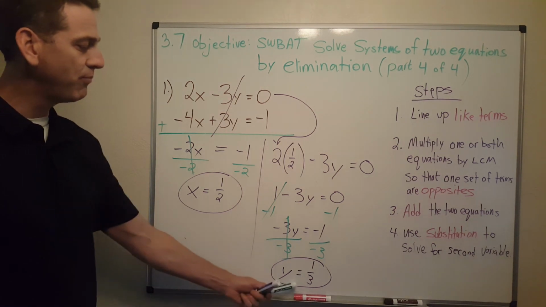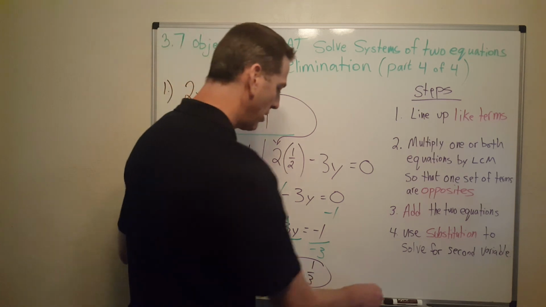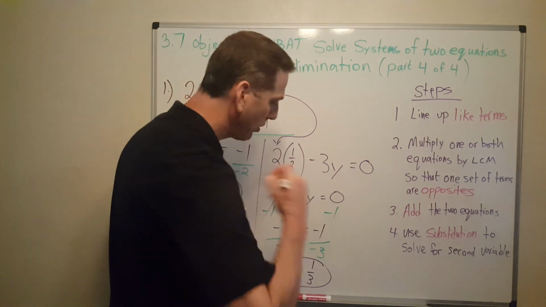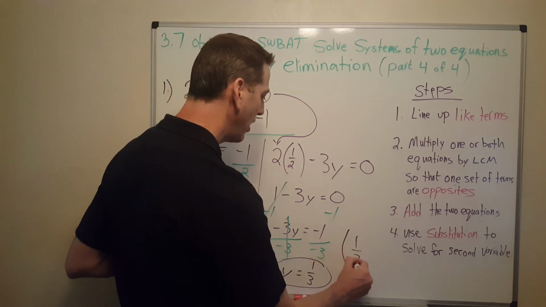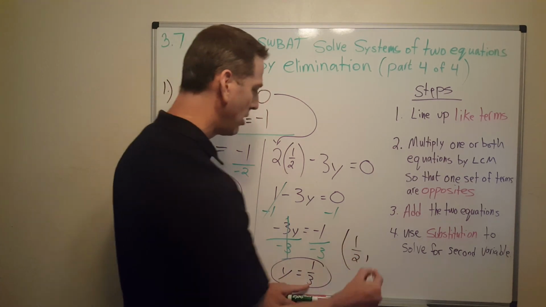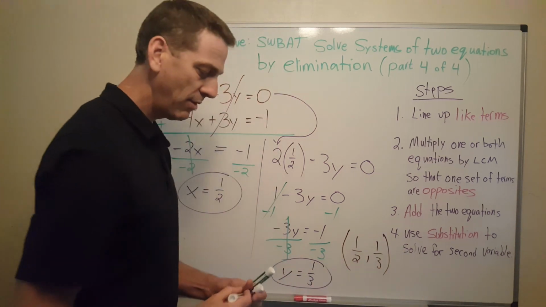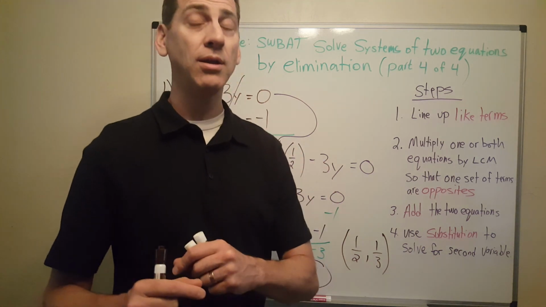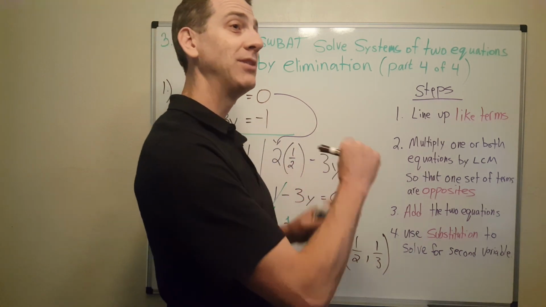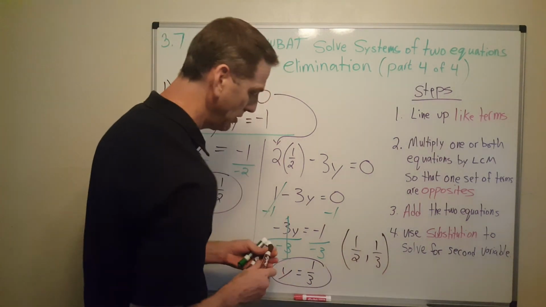Okay, so now I have both of my coordinates, so I can write it as an ordered pair. So my ordered pair would look something like this. My x first, 1/2, comma, my y second. Remember, the solution to a system of equations is an ordered pair that is true for both equations. All right, so there's my solution.